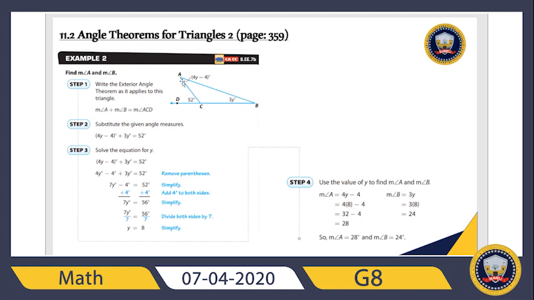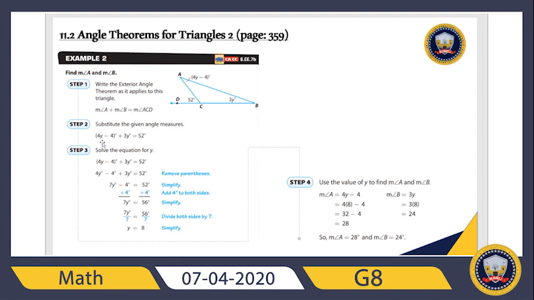So the angle ACD equals the sum of its remote interior angles that are A and B. So the measure of A plus the measure of B equals the measure of ACD. Okay? Now I'm going to substitute each angle here by its value. Of course, the angle ACD measures 52 degrees. Now, what is the measure of the angle A? Of course, it's 4y minus 4 degrees. But B measures 3y degrees as shown here.